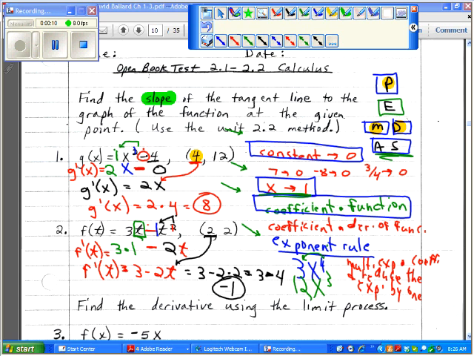And we could write it like this. We could say f prime of 2 is -1. Right here we could say g prime of 4 is 8, right? Any questions on the difference quotient and the basic rules of taking derivatives? Okay. That takes us then to the next page.